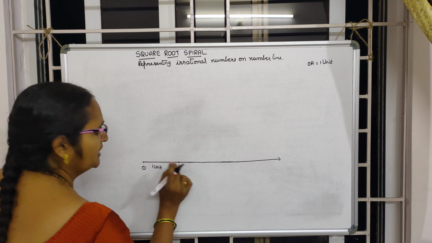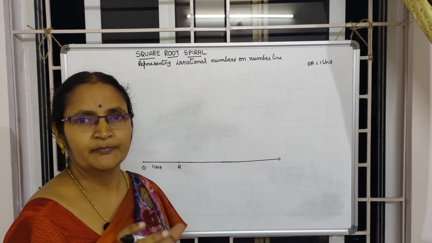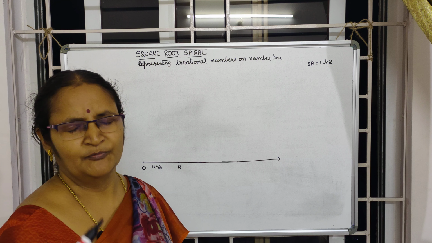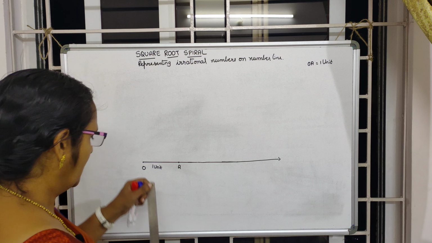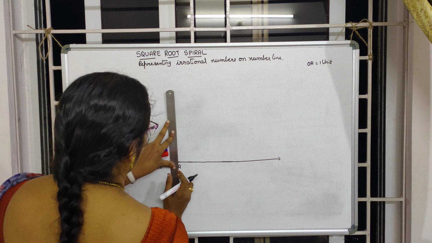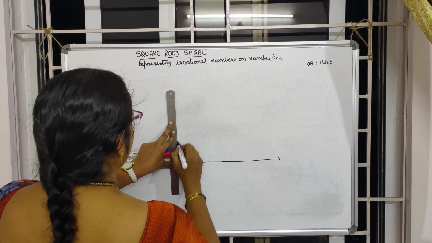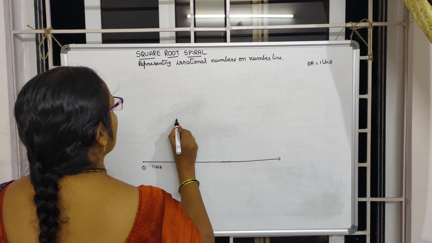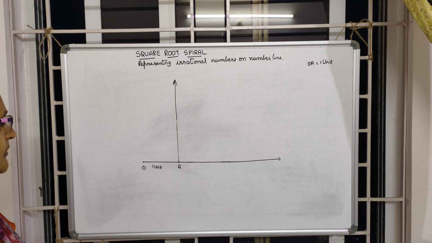After marking the point, what am I going to do? At the point A, I am drawing a perpendicular line. Using your compass or protractor you can draw a 90 degrees line there. So I am drawing a perpendicular line, a 90 degrees line over here. Got it?